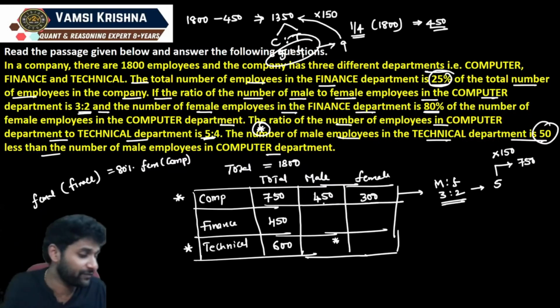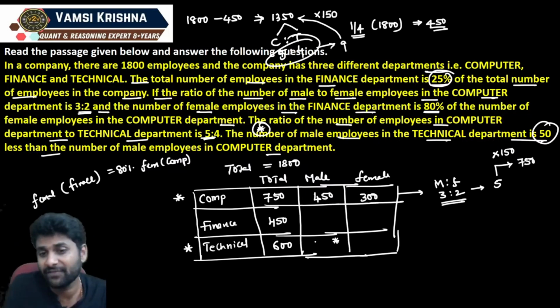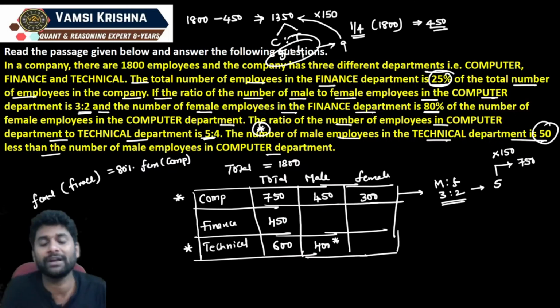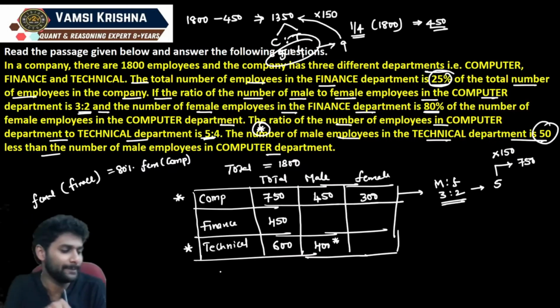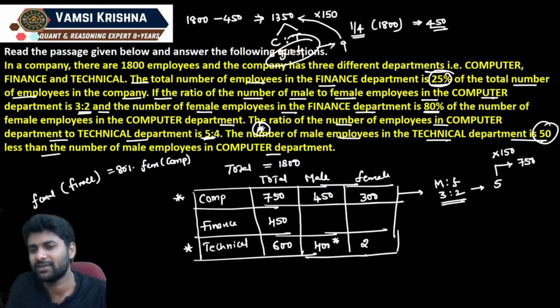It's 450. 450 means definitely it's 50 less. So you will get 400 people from technical, which are male. What about female? So sum of two values is 600, right? So definitely female is 200. You will get this data.